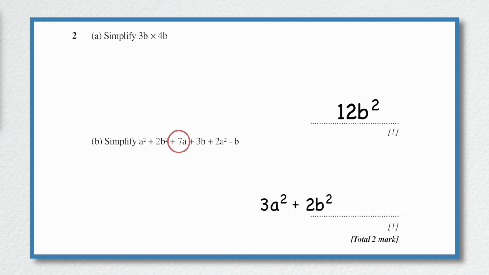There's 7a here, but no other terms with a in it. And finally, there is 3b here and a minus b here. 3b minus b is equal to 2b. So the answer is 3a squared, add 2b squared, add 7a, add 2b. 1 mark.